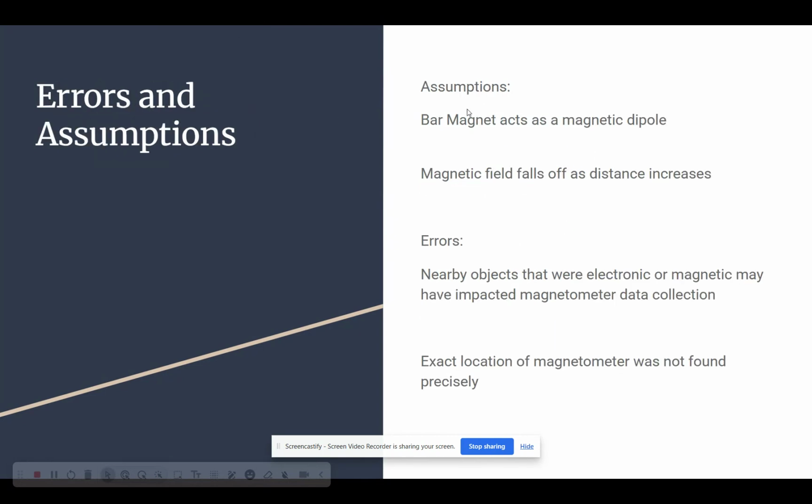So, errors and assumptions: we assume that the bar magnet acts as a magnetic dipole, and that the magnetic field falls off as distance increases. Some potential sources of error were that there were nearby laptops and phones that may have impacted the magnetometer data collection, and the exact location of the magnetometer was not found precisely.